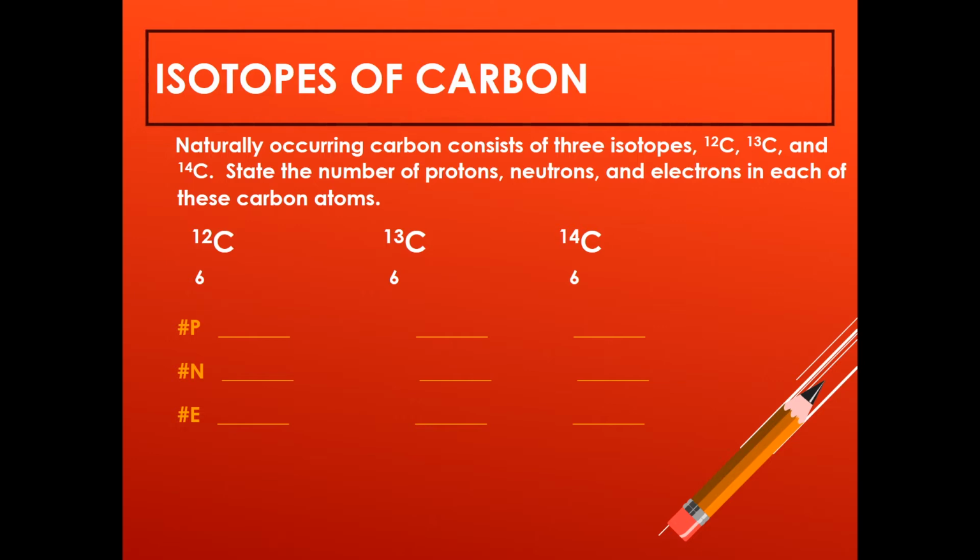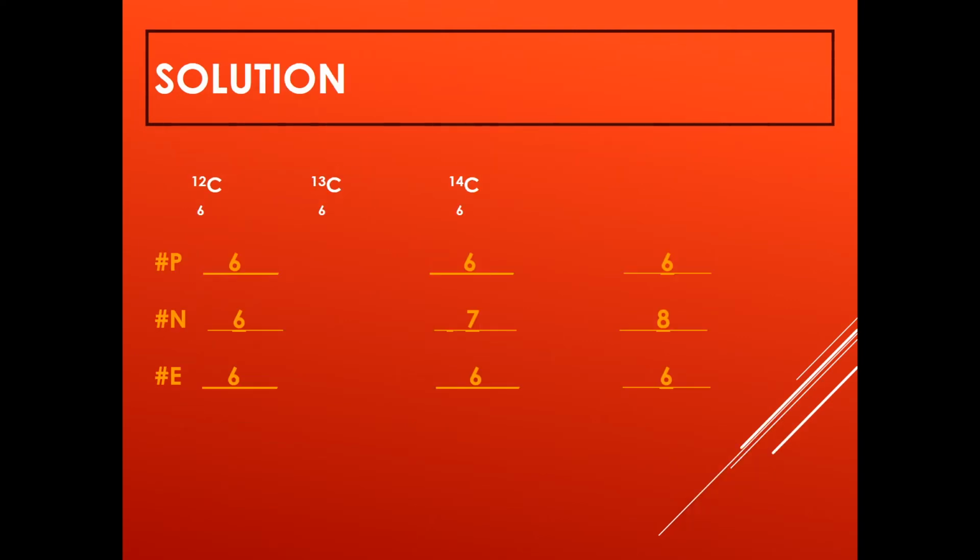Again, the only way isotopes differ is by the number of neutrons. So to find the number of neutrons, we take the mass number and subtract the atomic number. So for the first one, it's 12 minus 6, so it has 6 neutrons. For carbon-13, it's 13 minus 6, so it has 7 neutrons. And for carbon-14, it's 14 minus 6, so 8 neutrons.